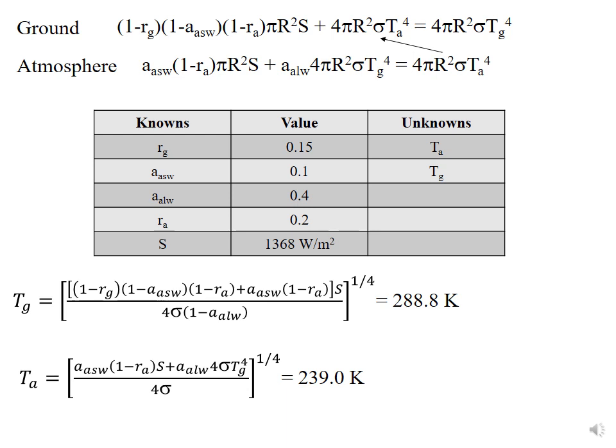And here we have the absorptivity of the atmosphere in the shortwave times 1 minus the reflectivity of the atmosphere times the solar constant, plus the absorptivity of the atmosphere in the longwave times 4 sigma times the temperature of the ground, sorry. And all of that is divided by 4 sigma. And all of that is raised to the 1/4 power. And when I do that, I get an atmospheric temperature of 239 Kelvin.